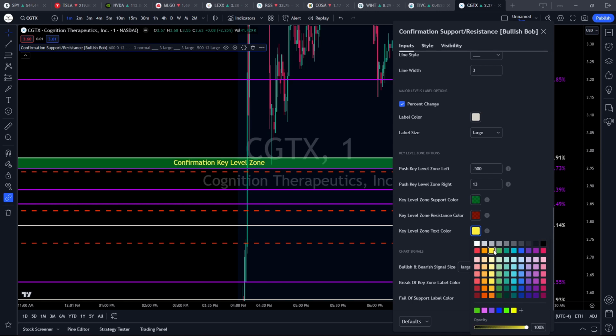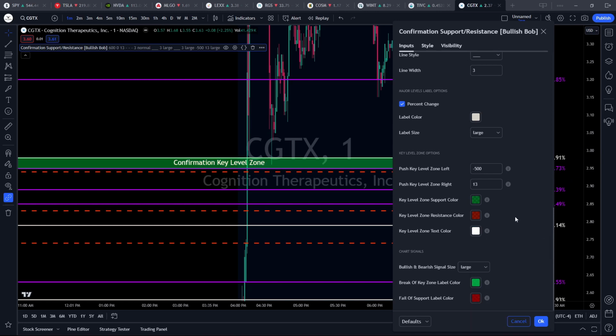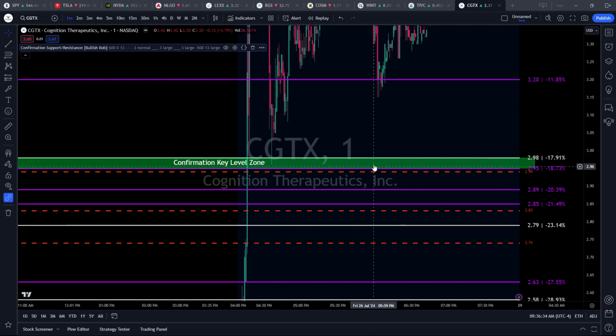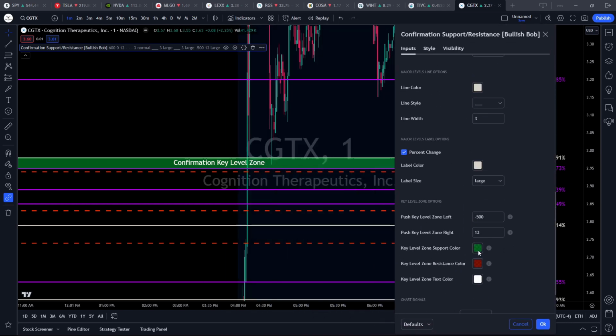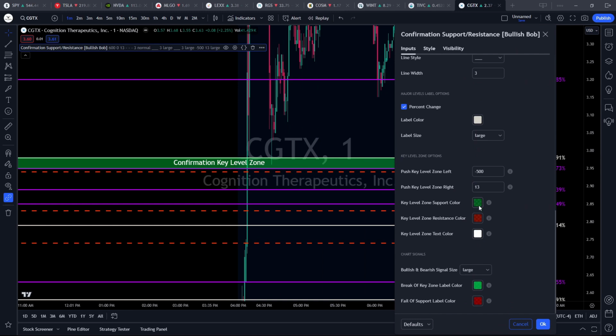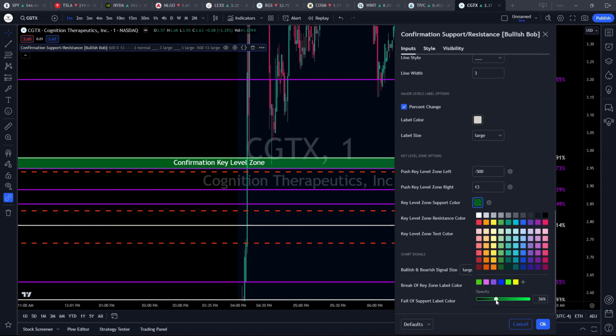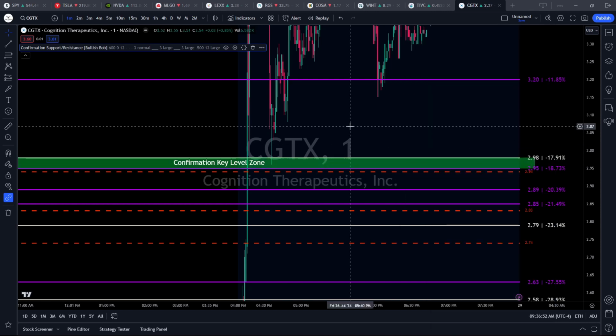You can have this as yellow. You can have it as any color that you prefer. I'm going to have it as white just to keep it clean. You can change the color of the zone itself as well. So go back down to the key level zone options, and you can change the color. You can make the opacity a little bit stronger if you prefer, or you can have it dimmed down a little bit, or you can just have it off if you prefer. I'm going to cancel here, just keep it the way it was.